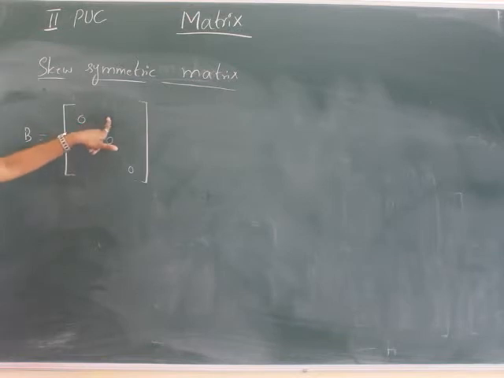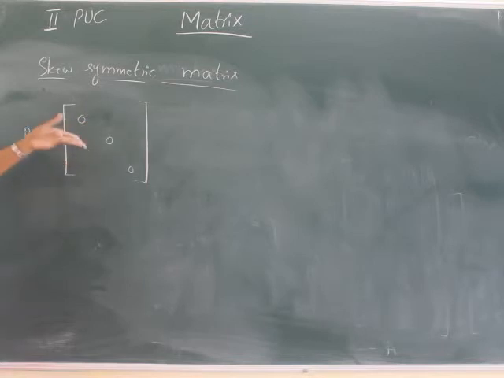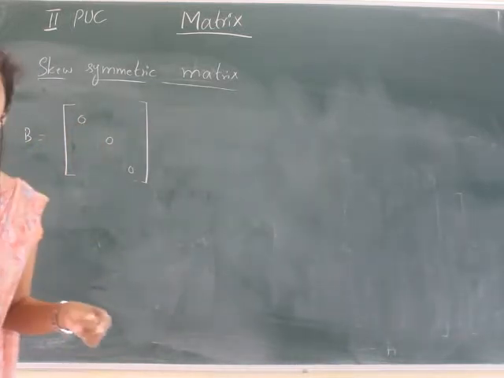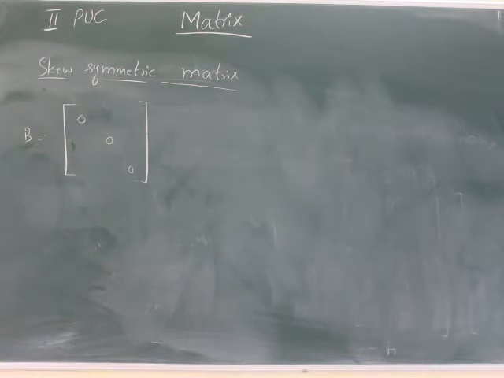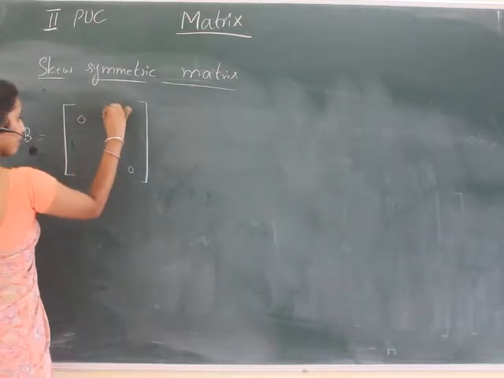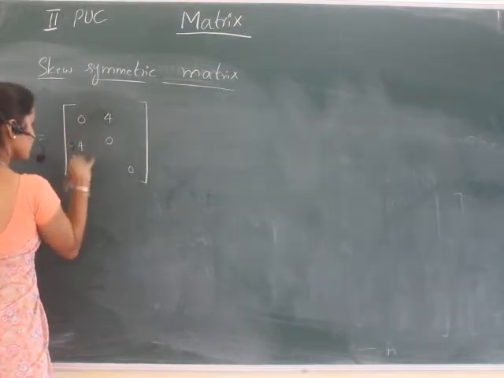They should be negatives of each other. So if I take a 4 here, there should be a minus 4, because when we take the transpose we get minus 4 here and 4 here. That means for A12 and A21 the relation is A transpose is equal to minus A. Therefore, if I take 4 here, it is a minus 4 there.